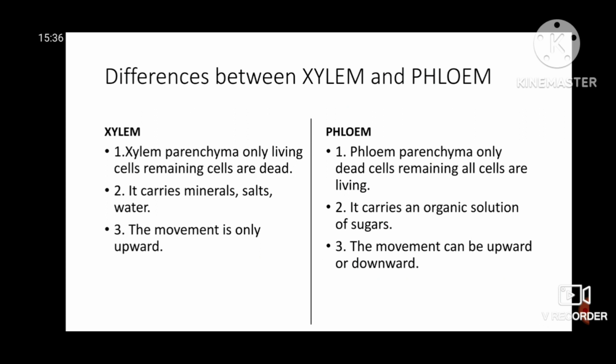Differences between xylem and phloem. In xylem, only the parenchyma cells are living, and the remaining cells are dead, whereas in phloem, only the parenchyma is dead, and all the other cells are living. Xylem carries minerals, salts and water, whereas phloem carries an organic solution in water. In xylem, movement is only upward because the roots absorb the minerals and water. That's why they provide water and minerals to the other parts of the plant in an upward direction, whereas in phloem the movement can be upward or downward because the food is mainly made in the leaves.